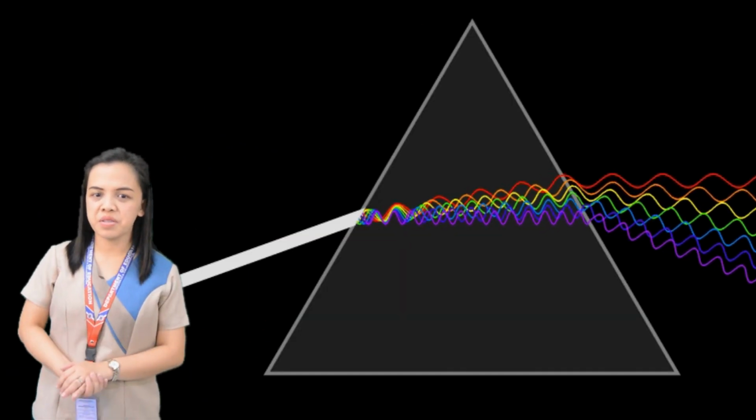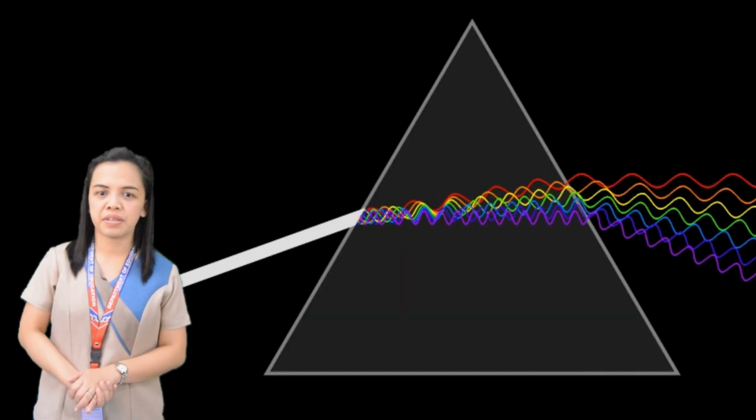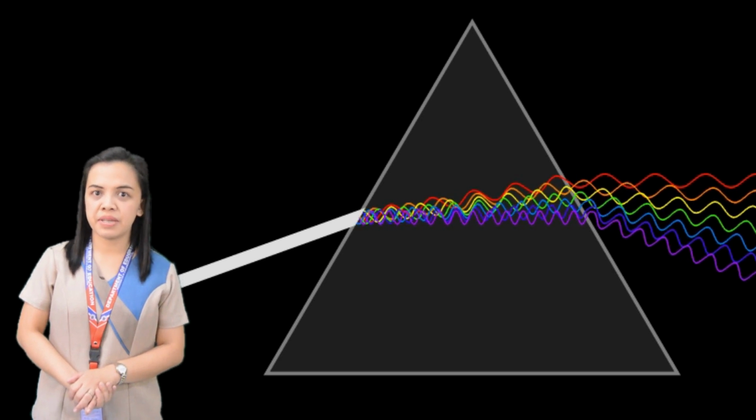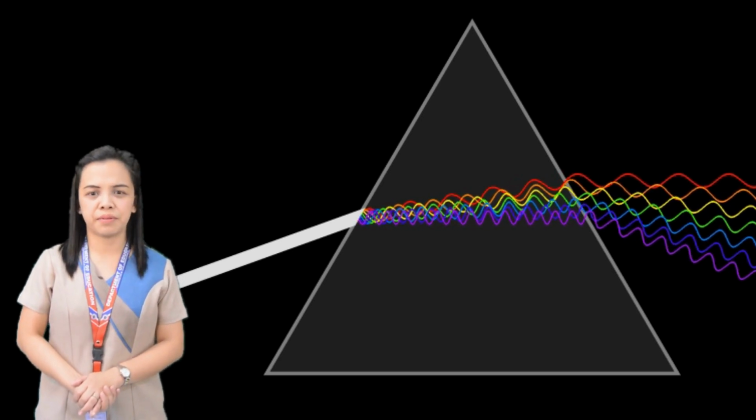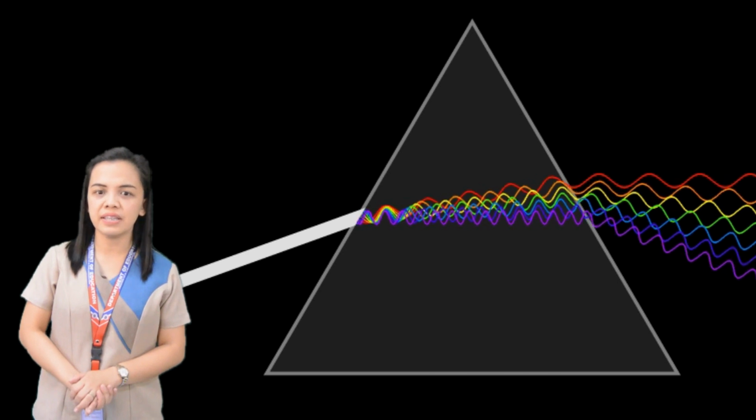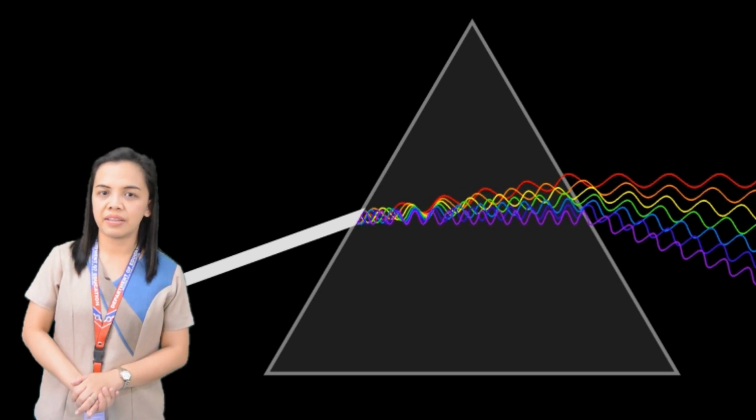Visible light is a small section of the electromagnetic waves. It is visible to human beings. It is called visible because it activates our retina the moment it hits our eyes.